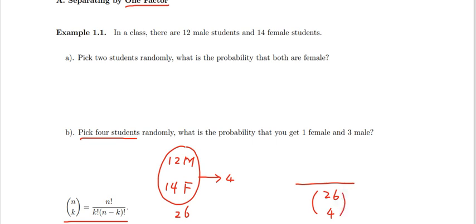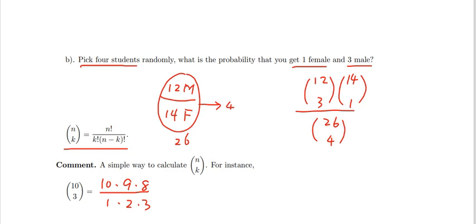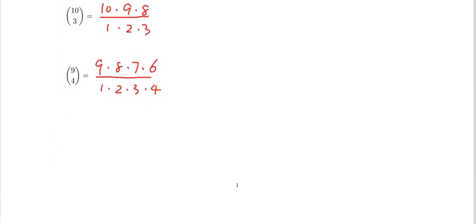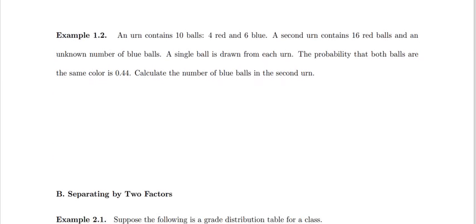So what is the chance this thing happens? One female, 3 male. Then from the male part pick 3, from the female part pick 1, where female is 14. So such a problem becomes easy, right? Use this notation. Pick many.